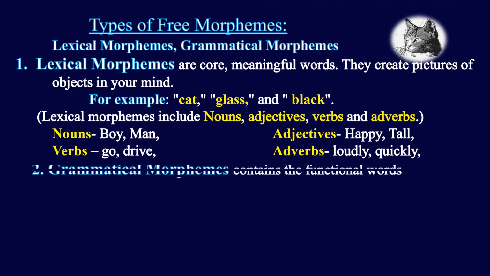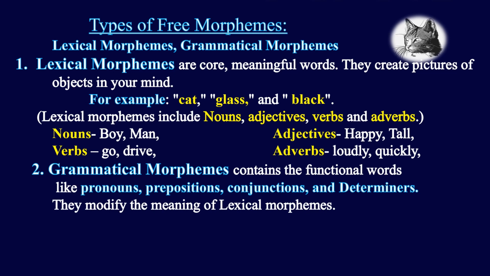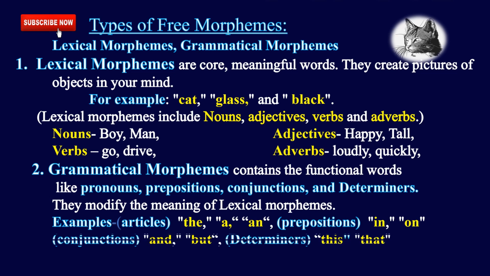The second type of free morpheme is grammatical or functional morphemes. These morphemes contain functional words like pronouns, prepositions, conjunctions, and determiners. They modify the meaning of lexical morphemes. Examples include articles like the, a and an, prepositions like in and on, conjunctions like and, but, determiners like this and that are grammatical morphemes.